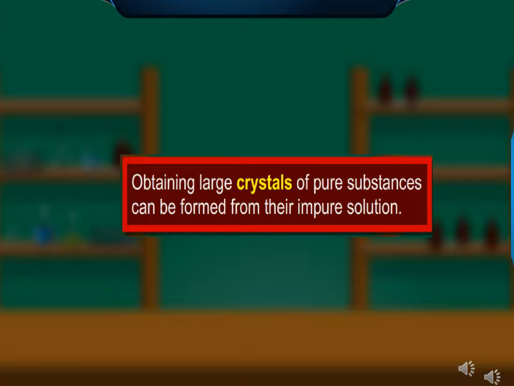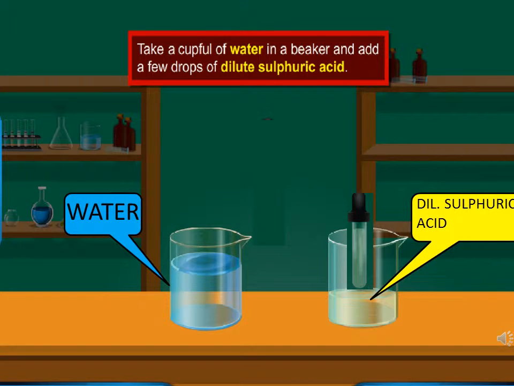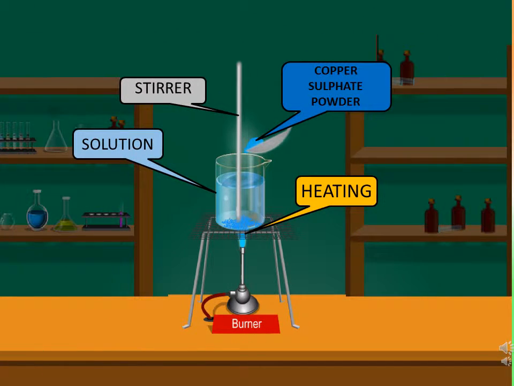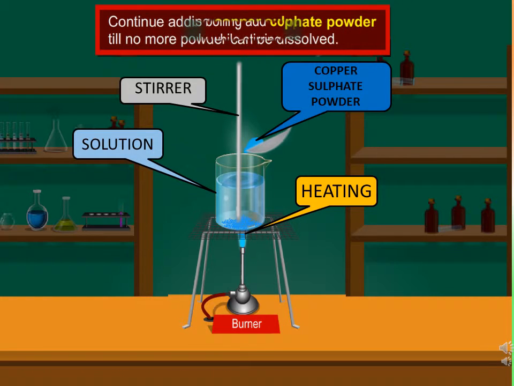Crystallization. Large crystals of pure substances can be obtained from their impure solution. It is an example of a physical change. Take a cupful of water in a beaker and add a few drops of dilute sulfuric acid. When it starts boiling, add copper sulfate powder slowly while stirring continuously. Continue adding copper sulfate powder till no more powder can be dissolved.